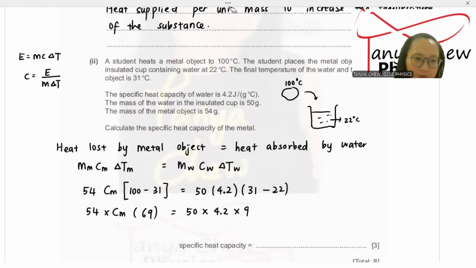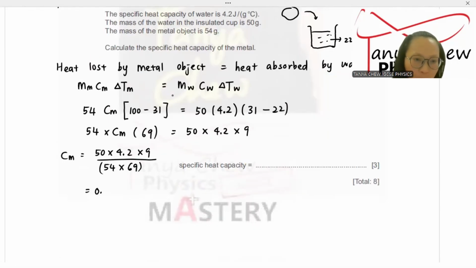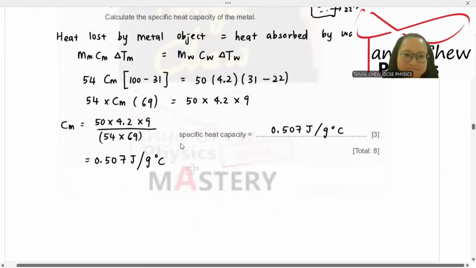And then the specific heat capacity of the metal is equal to 50 times 4.2 times 9 divided by 54 times 69. And the answer that I got was 0.507 joules per gram per degree Celsius.